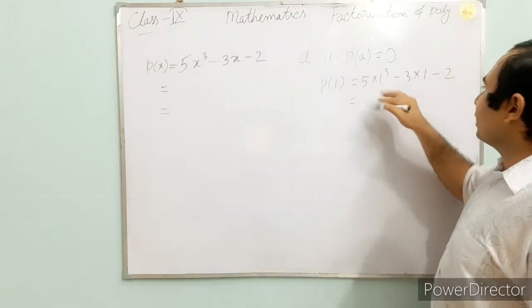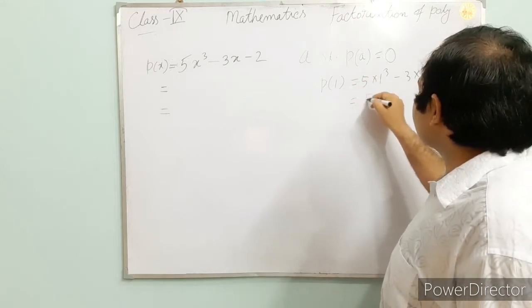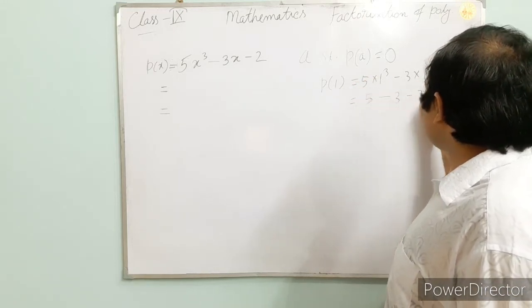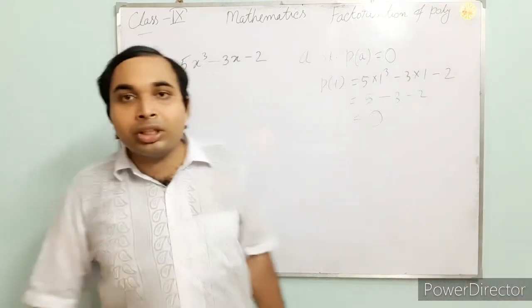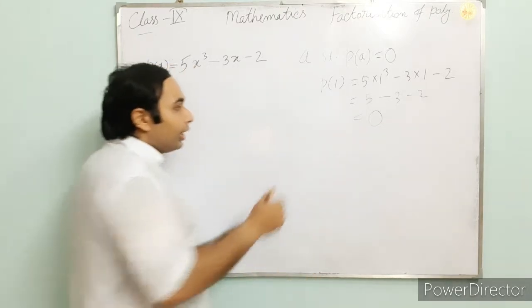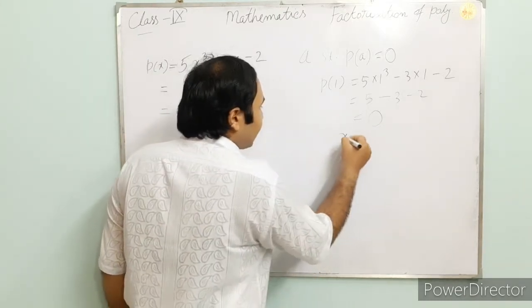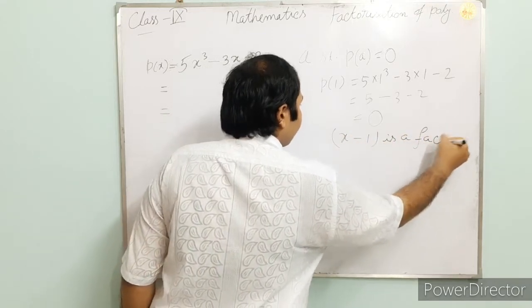Just pay attention here. So 5, we are finding P(1). 5 into 1 cube means it is 5 minus 3 minus 2. So for only P(1), it is coming 0. P(1) is coming 0. Then x minus 1 is a factor.